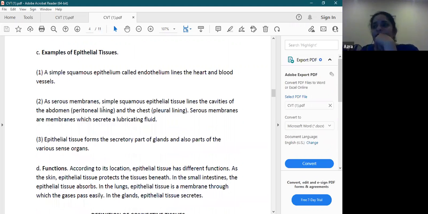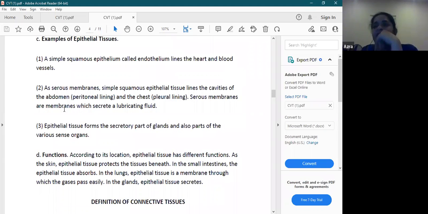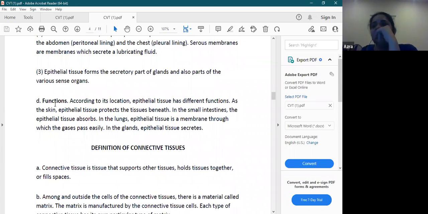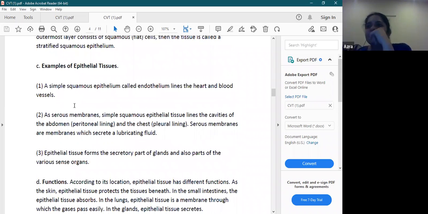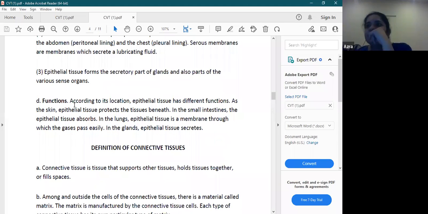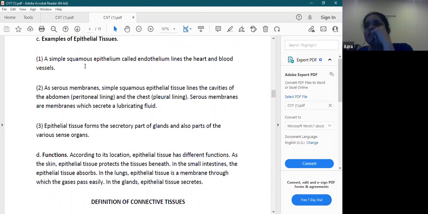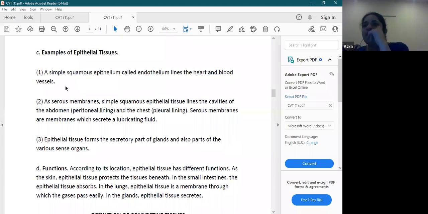Now next is the function. This is not important. Okay, now this is the function according to their type. No, this is the examples of epithelial tissues. Now next is the examples of epithelial tissues.